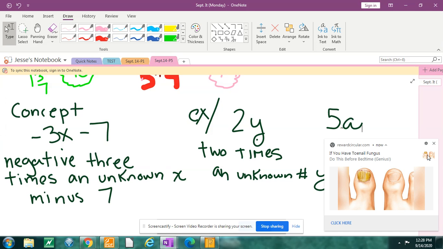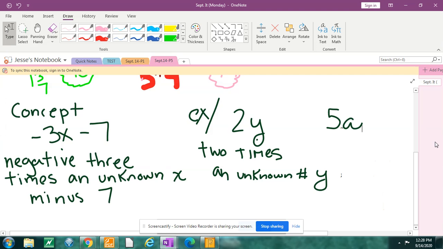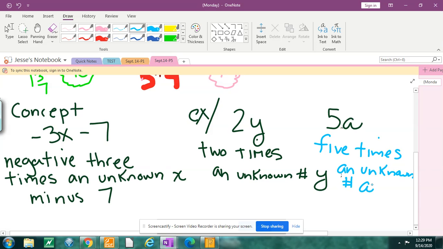For the most part, I'm going to change the color on this one. Can you guys hear me? Can you guys see this? Yes? I'm not on Google Meet, so I can't see. So it's 5 times an unknown number a, because you don't know what a is. a could be 2, a could be 4, a could be 3. So 5 times 3, but we don't know what it is. So that's why it's 5 times a.